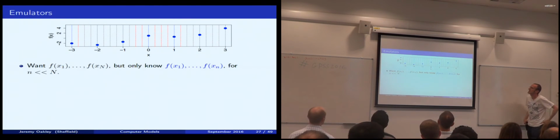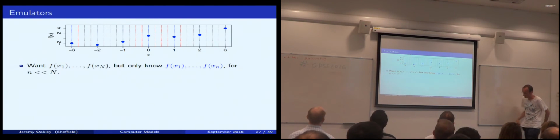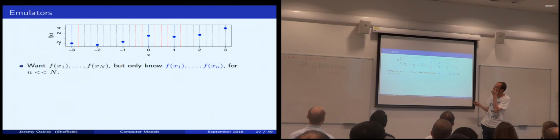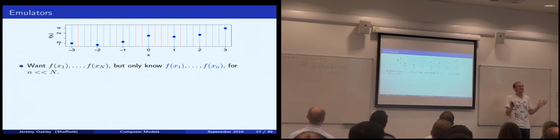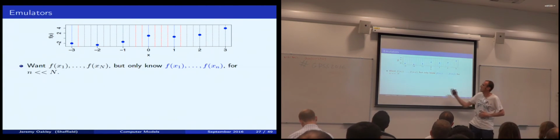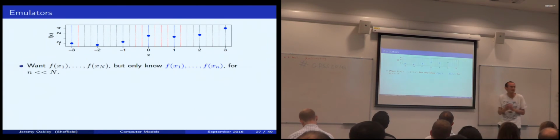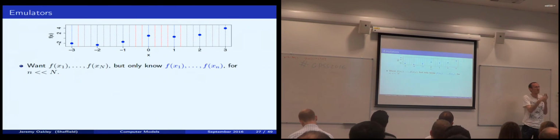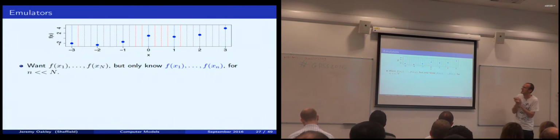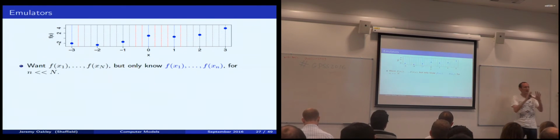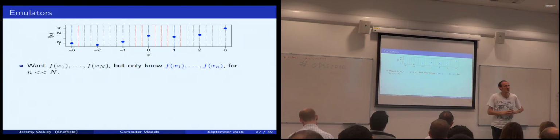Okay, so here's the way we think about the problem. We've got some function F, and we're going to do some analysis on that function that involves knowing the outputs at a large number of input values. So I want to know my function F at x1 up to x capital N, perhaps some very large value of N. Perhaps I'm going to do some optimization, or I'm just going to want to assess uncertainty as x changes. But whatever I'm doing, I want to know that function at a large number of different input values.